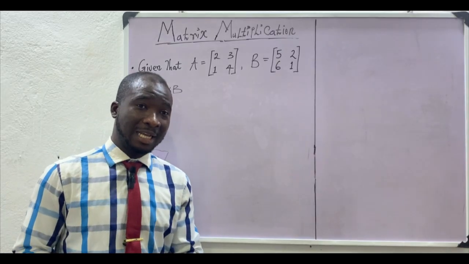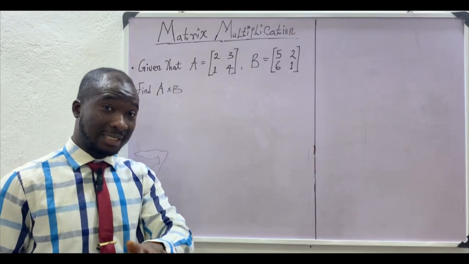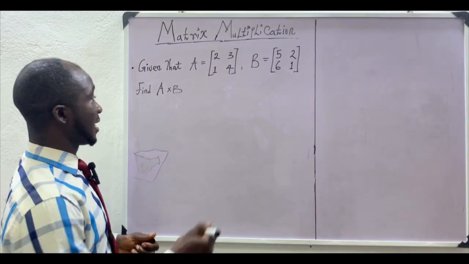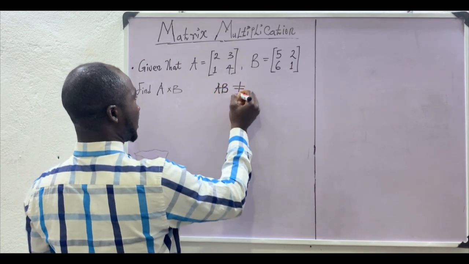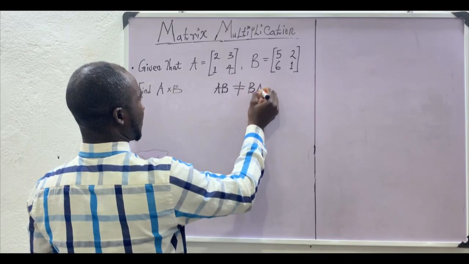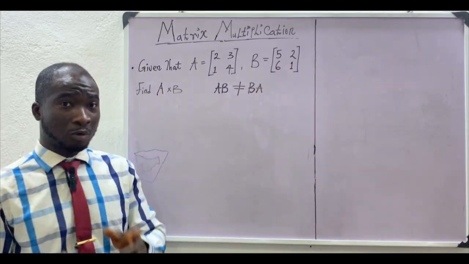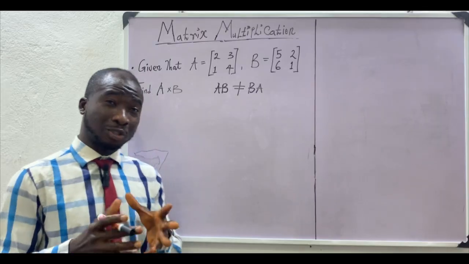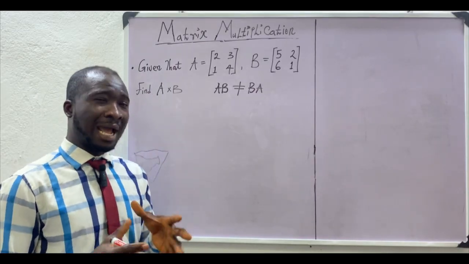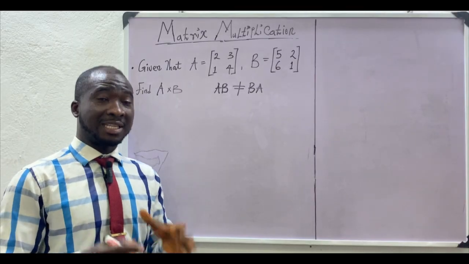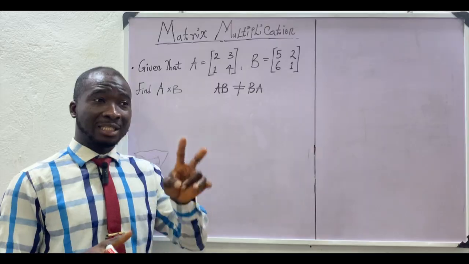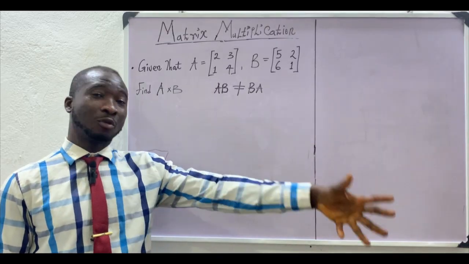In other words, if you have two matrices labeled A and B, for instance, the product AB is not always the same as the product BA. That is what you need to note first. It is not commutative. Now, for us to obtain the product of two matrices, there is a criteria that the two given matrices have to meet.